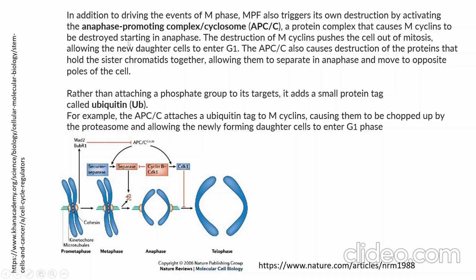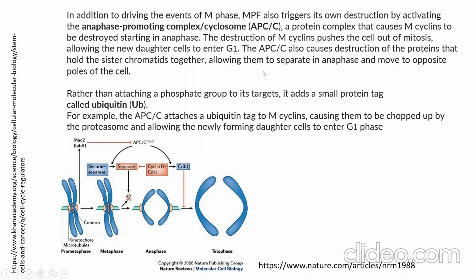So one important one is this anaphase promoting complex or cyclosome, so APC/C. And it's a protein complex that causes M cyclins actually to start getting destroyed. So this MPF is actually triggering its own destruction by activating APC, which will lead to the destruction of M cyclins, and that allows it to go into anaphase.